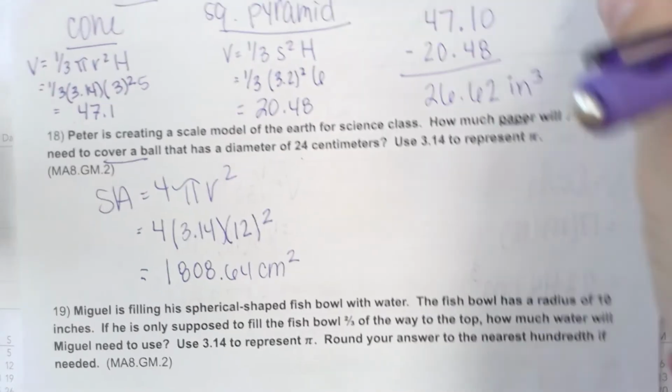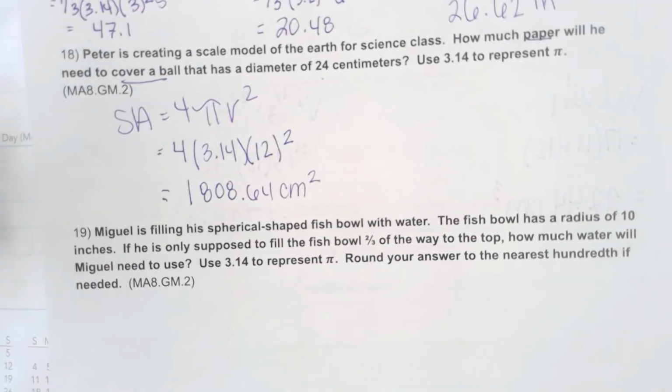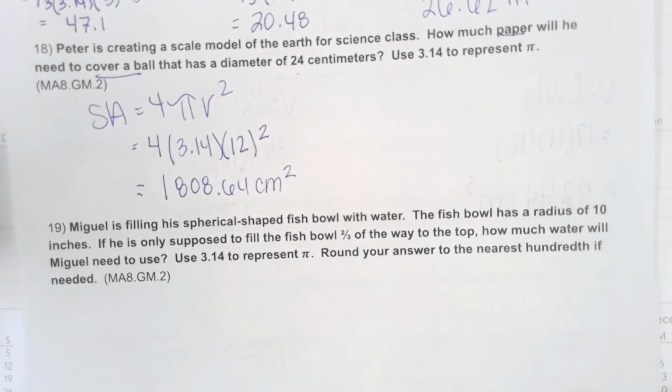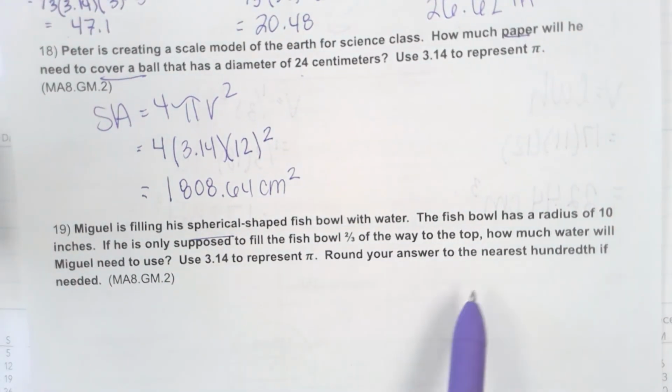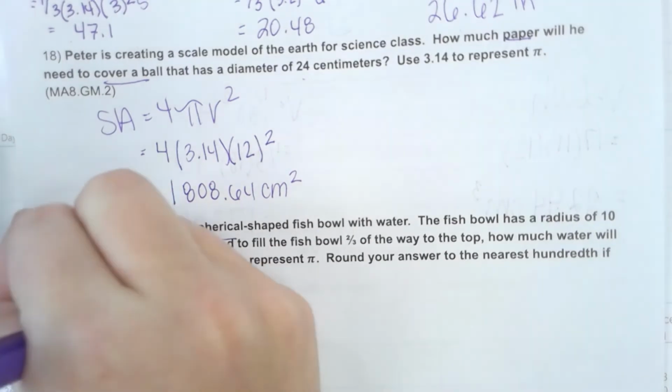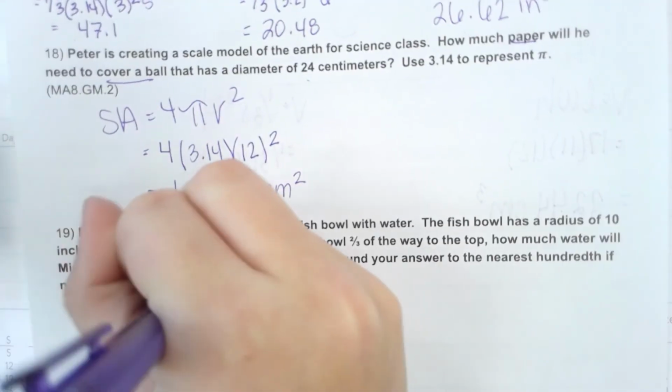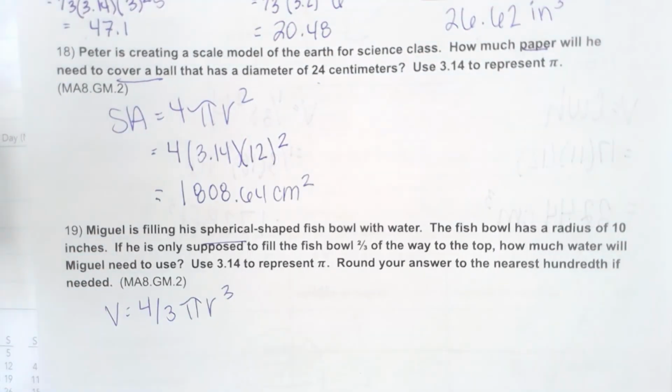All right, next one. Miguel is filling his spherical shaped fishbowl with water. The fishbowl has a radius of 10 inches. If he is only supposed to fill the bowl 2/3 of the way to the top, how much water will Miguel need to use? So now this time we are still talking about a sphere, and we're talking about how much water will go on the inside. So since we're talking about the inside, this is now dealing with volume. So our volume formula of a sphere is 4/3 pi r cubed.